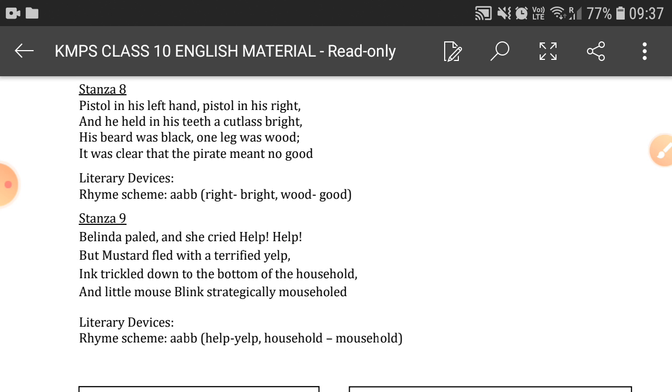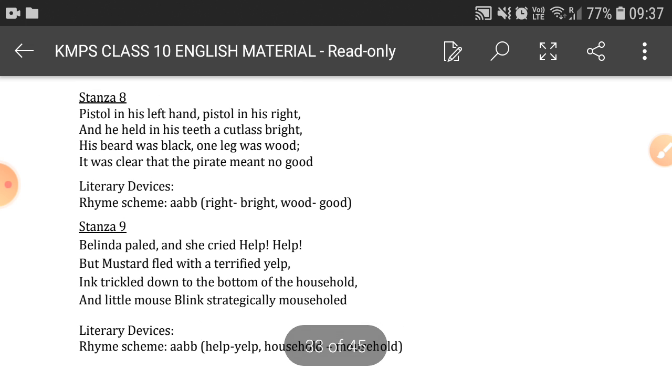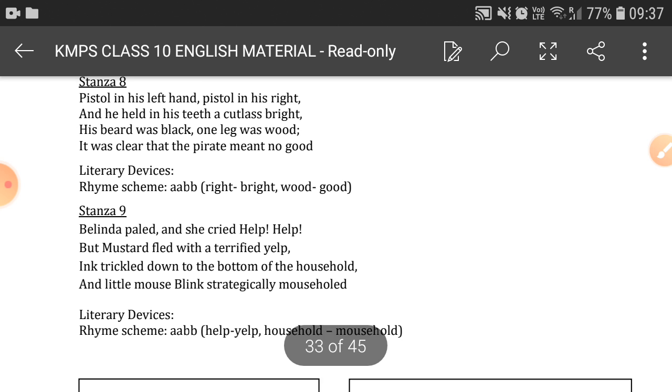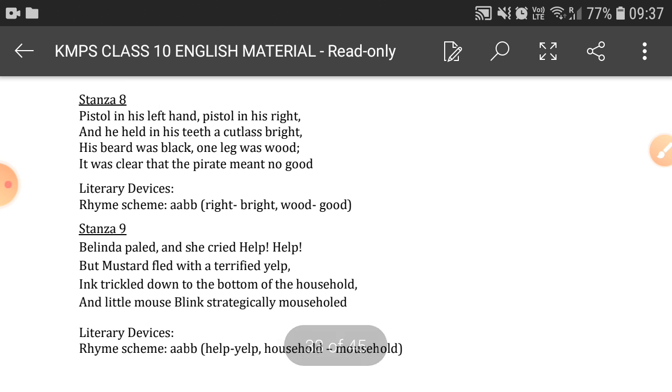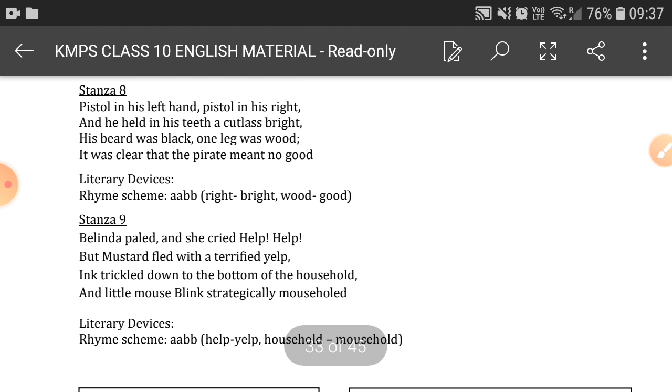In stanza 8 we can see the description of the pirate that has arrived in stanza 7. In terms of literary devices, in stanza 8 there is nothing except the rhyming scheme, which is again our AABB. In stanza 9 also, the rhyming scheme is the same, AABB. You can see help, yelp, household, mousehold.